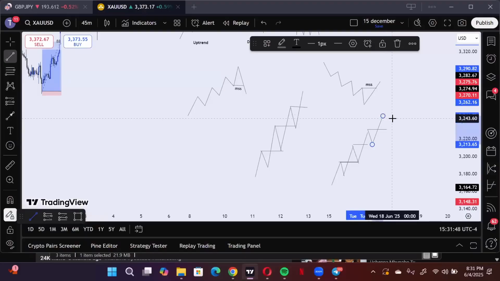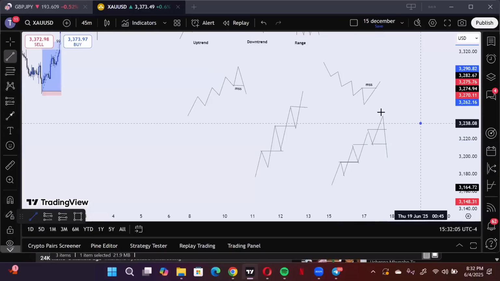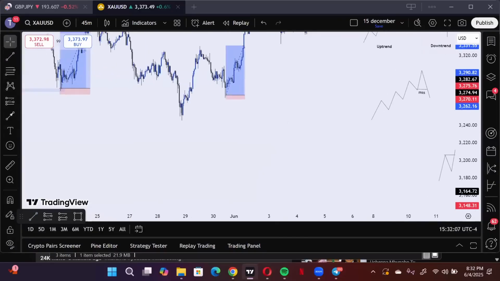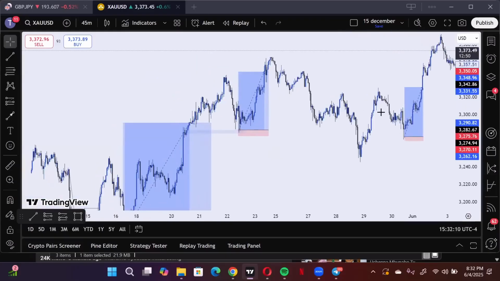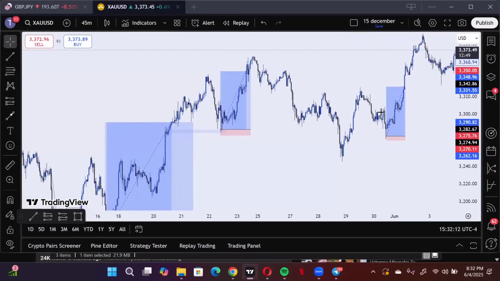But if it was a market structure shift, it will now come down and take out this last low here. And this is what a market structure shift is. But all these ones that kept breaking the high is what you call a break of structure. So when it comes to trading continuations, we pay attention to market giving break of structures. But when it comes to trading reversals, we pay attention to market giving us what? Market structure shifts.